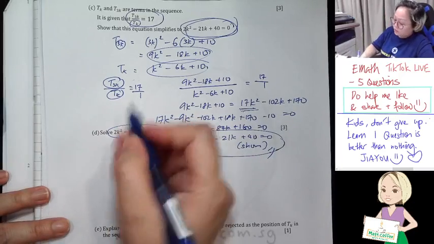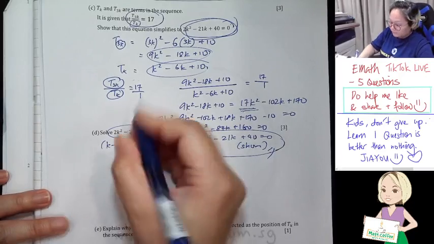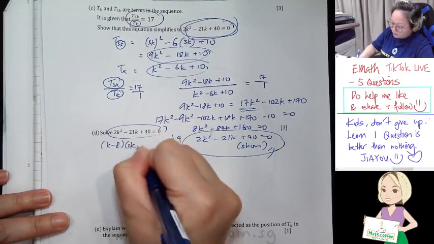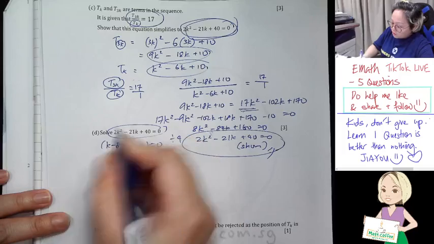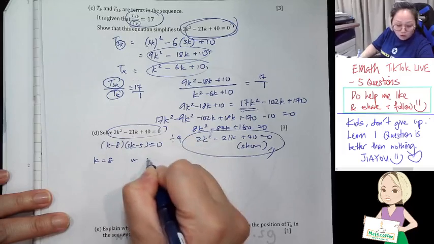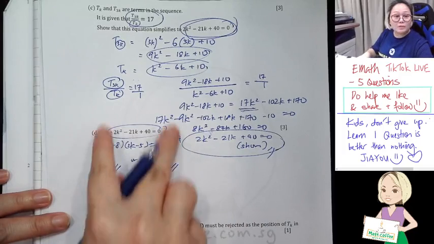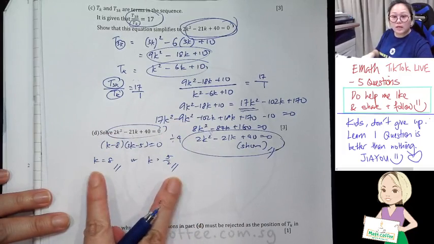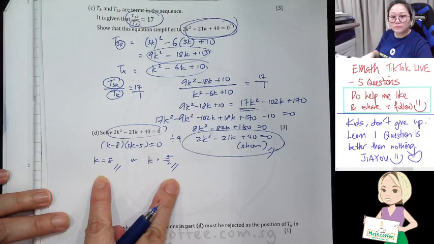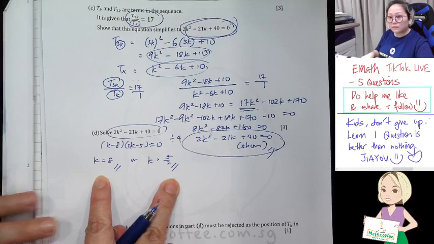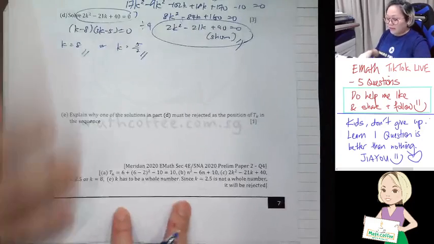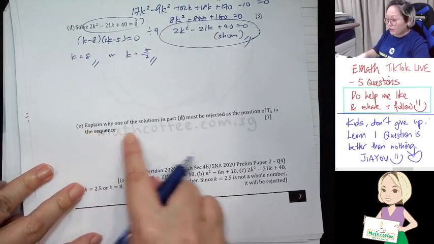Okay, solve this equation. So it becomes k minus 8, 2k minus 5 equals 0. So I have k equals 8 or k equals 5 over 2. So over here, they ask me to solve this equation. I get these two. Then after that, they ask you to explain why you have to reject one of the solutions.